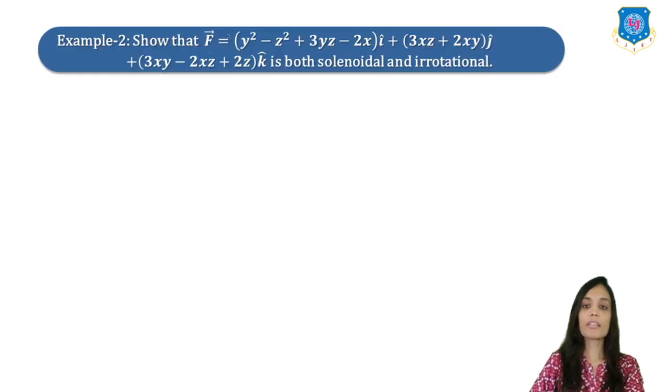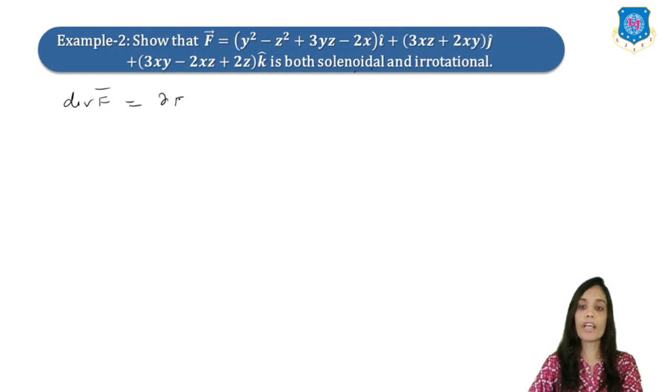We have to show that this vector field is both solenoidal and irrotational. Firstly, we will show that the vector field is solenoidal. So we will prove that the divergence of f bar is equal to 0. Let us write the formula of divergence of f bar: it will be del f1 upon del x plus del f2 upon del y plus del f3 upon del z. Now this is your f1, this is your f2 and this is your f3. Just put the values of the derivative.